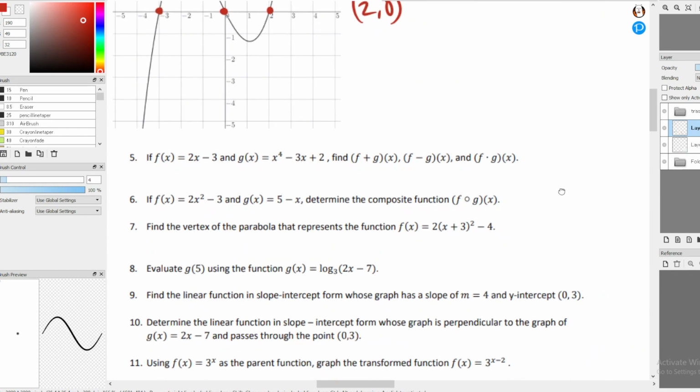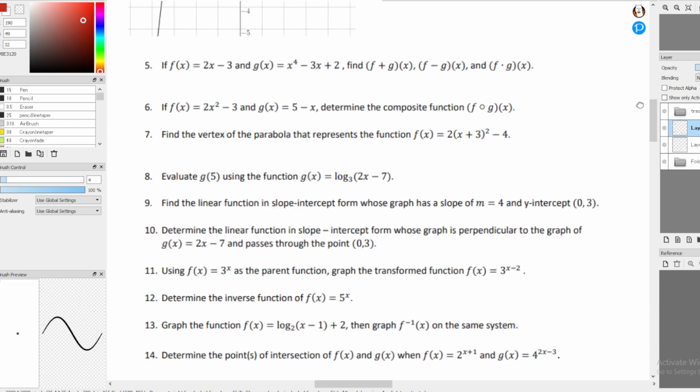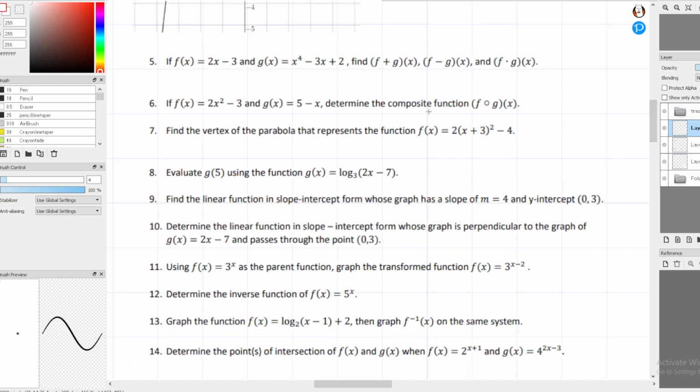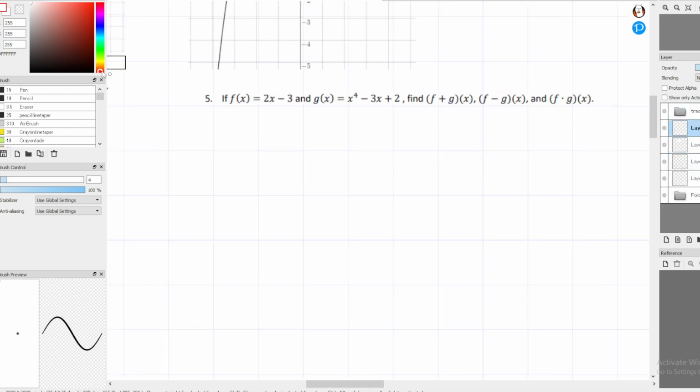5 is asking us if f of x equals 2x minus 3 and g of x equals x to the 4th power minus 3x plus 2, find f plus g of x, f minus g of x, and f times g of x. Let me make a new little canvas for us to work on. For the first one, we will have 2x minus 3 plus x to the 4th minus 3x plus 2.